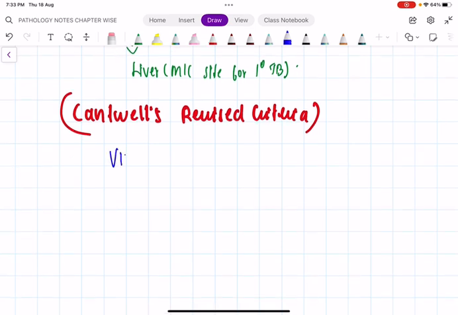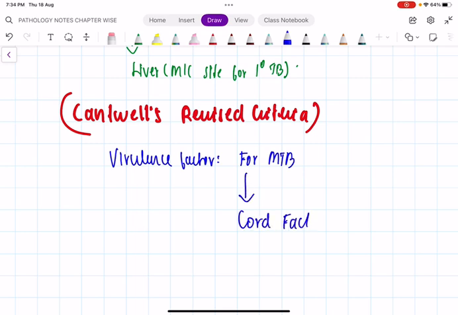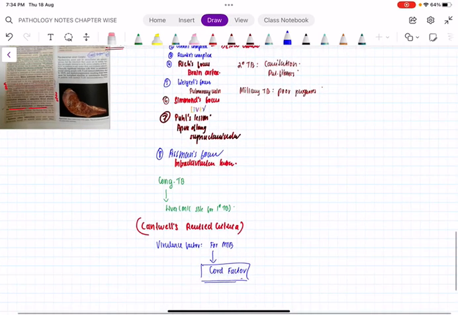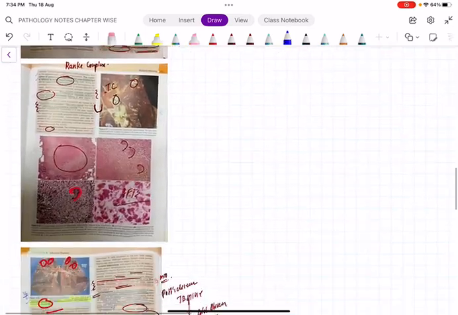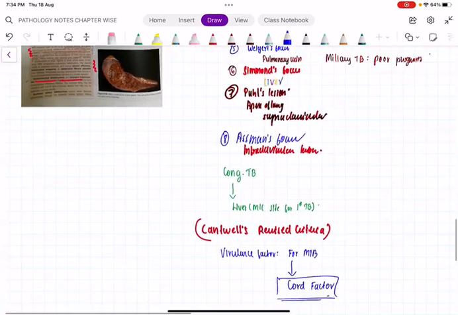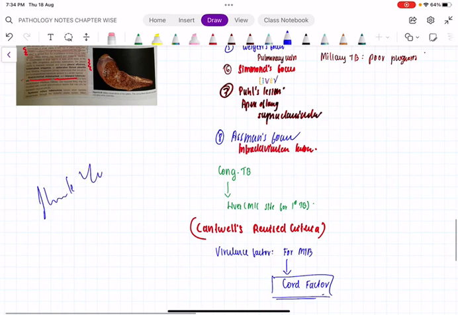Then if they ask you what is the virulence factor for Mycobacterium tuberculosis, the answer is cord factor. And remember another most important point: tuberculosis is also known as Koch's disease, because of Koch's bacilli. So everything we have discussed. Tuberculosis is a very common question, clinically very important. Please go through all these extra points. I hope this session has been useful for all. Thank you.